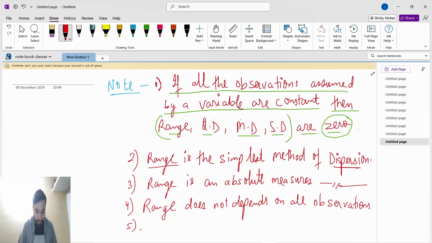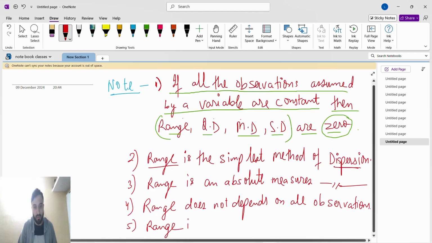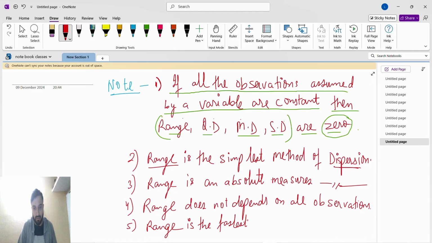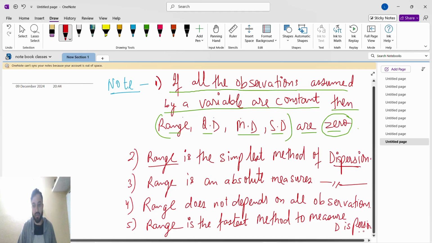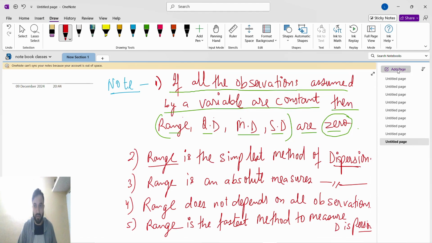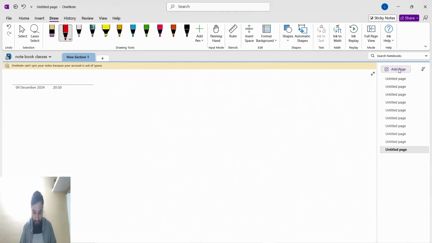Fifth, range is the fastest method to measure dispersion. Write down, to measure dispersion. Because range is what? Highest minus lowest. That's it. So this is done for range.